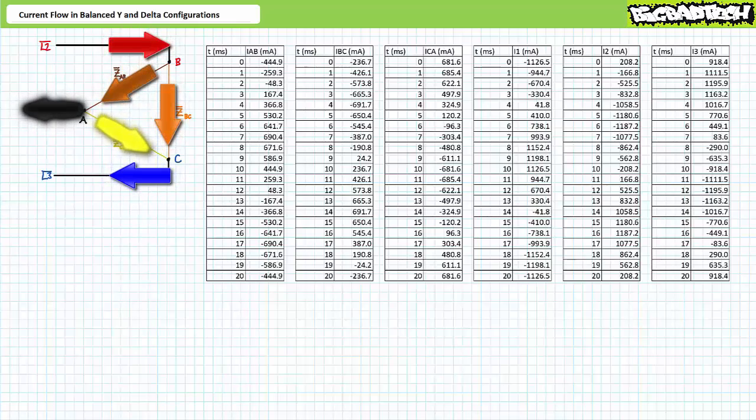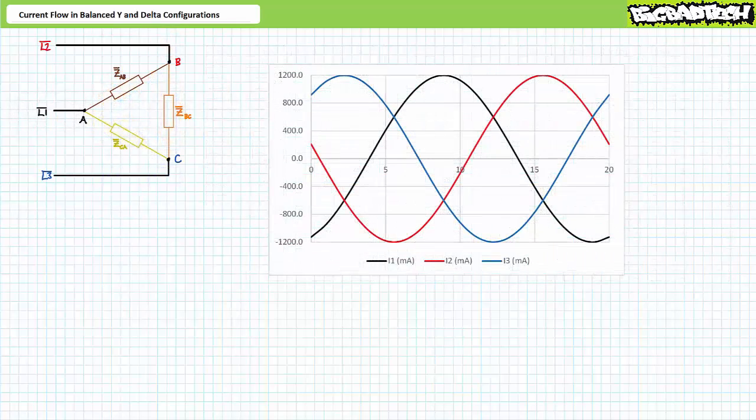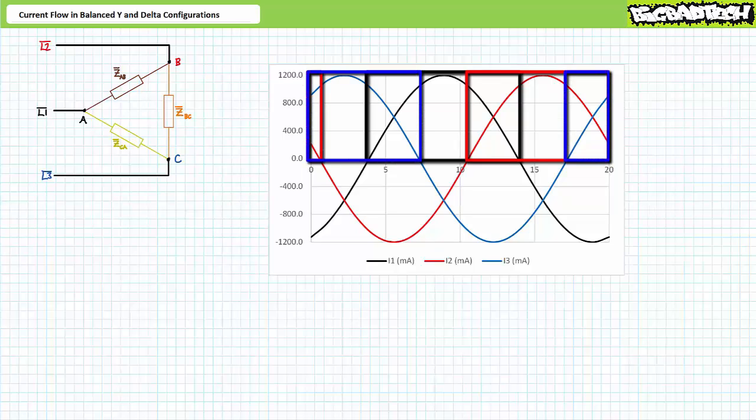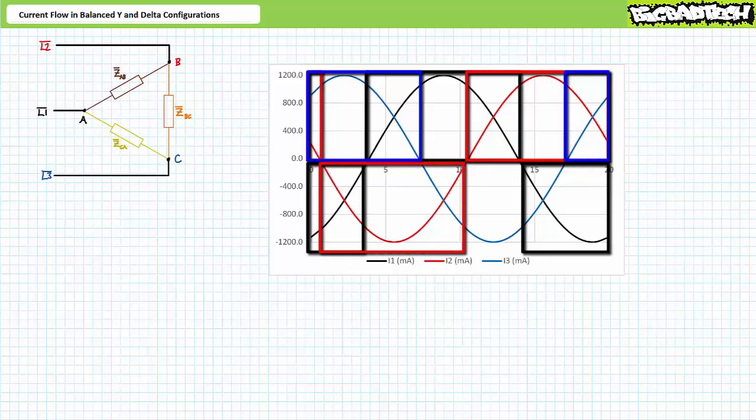Importantly, at all times, Kirchhoff's current law holds true, and what comes in does indeed come out. As further proof, overlay the plots of line currents as a function of time with one another. During this time span, current comes into the delta through line 1. During these time spans, current comes into the delta through line 2. During these time spans, current comes into the delta through line 3. Similarly, during these time spans, current leaves the delta via line 1. During this time span, current leaves the delta through line 2. And finally, during this time span, current leaves the delta via line 3.